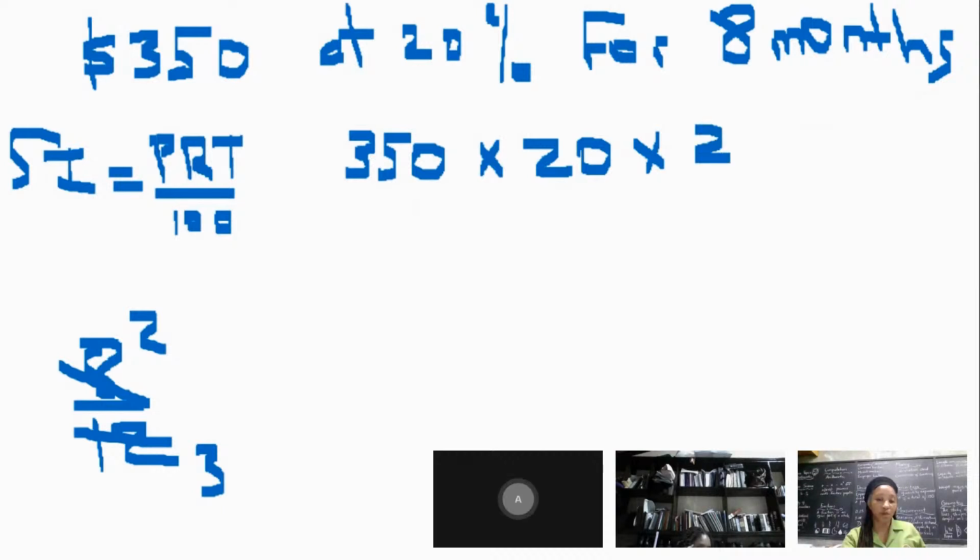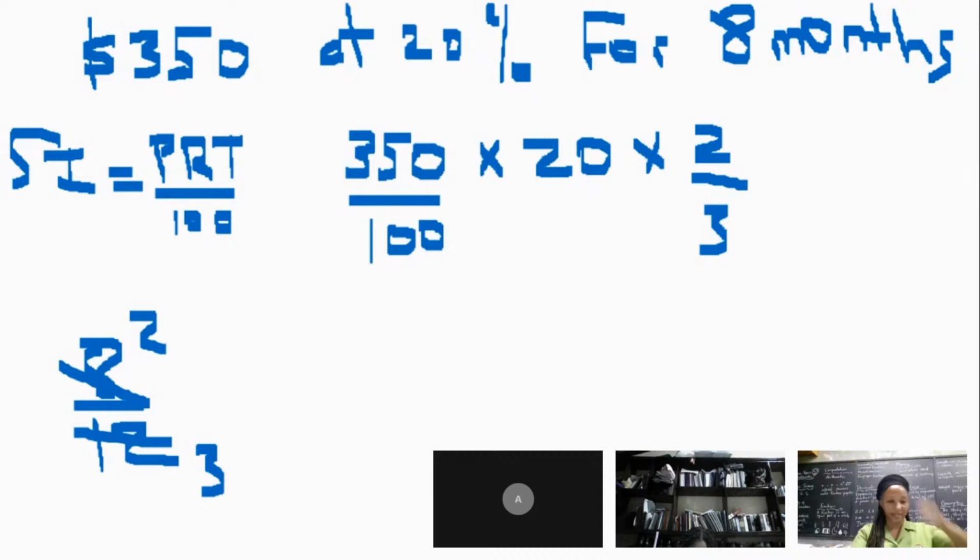Or we could write two thirds as a decimal, 0.6666, right? That's 2 thirds as a decimal, over 100. All right, so what can cancel here? The 350 and the 20. The zeros with the 350 and the 20. So you mean these two zeros can cancel these two? Is that what you're saying? Yes, miss. All right, so these two cancel these two.